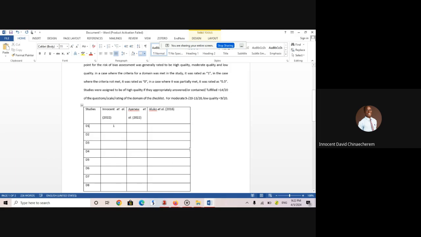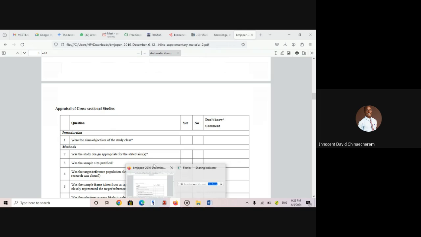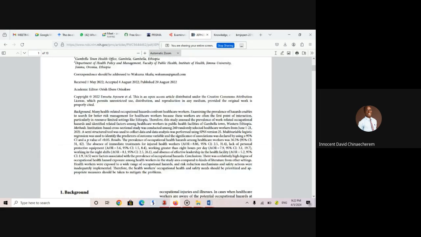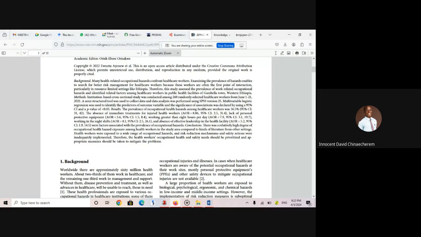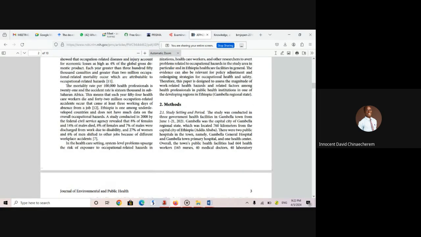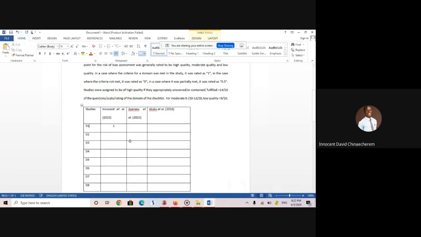So let me go to this guy's study, his paper. Was the aim clear? So we go down. It's clear from the abstract. It's already clear there. So we check out from the background. The essence of looking at the background is to make sure we get all the information. So the aim is clear. Therefore, this paper is designed to assess the magnitude of work related hazards, as it is clear. So we go back to our table and rate 1.